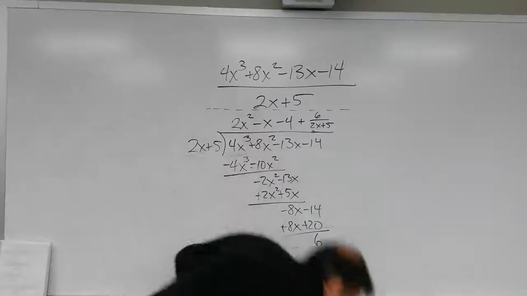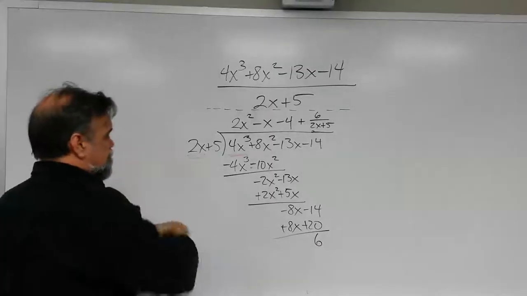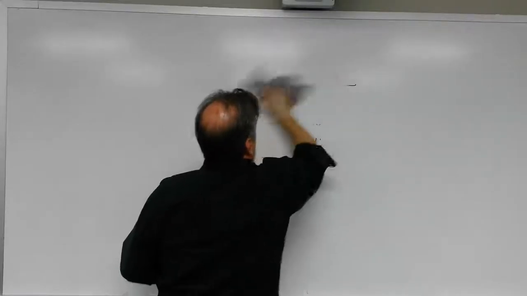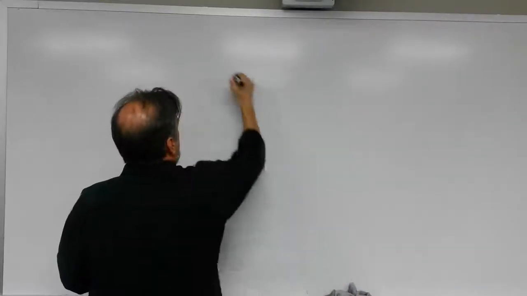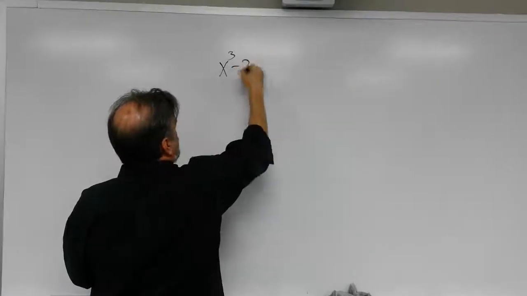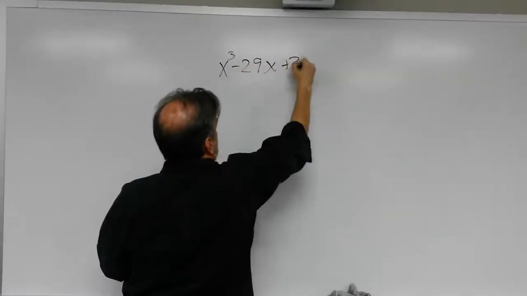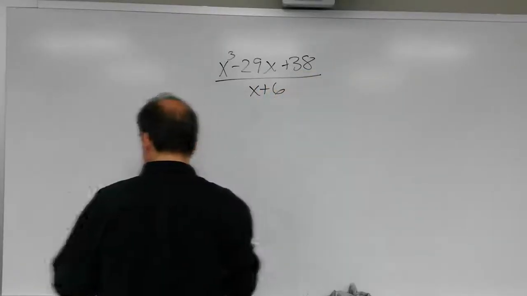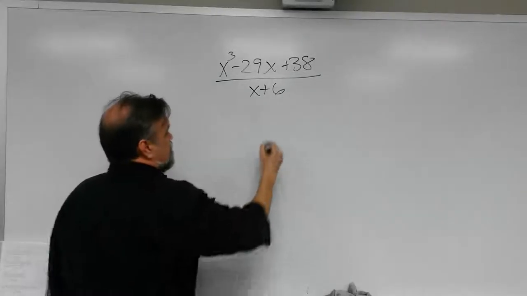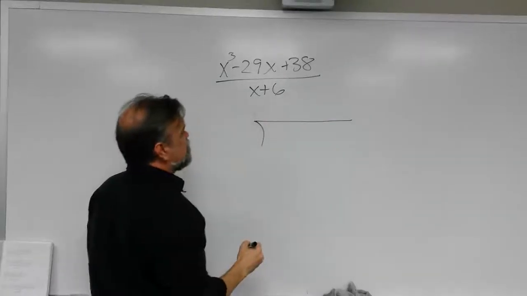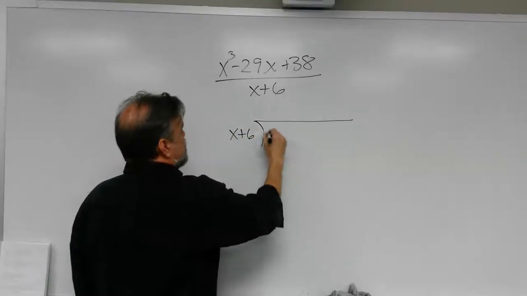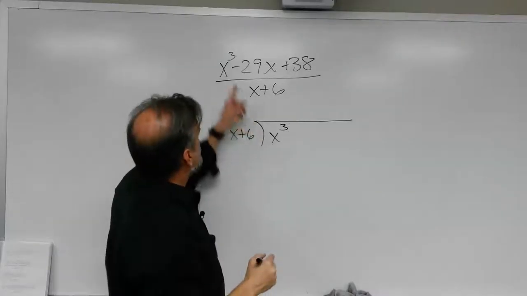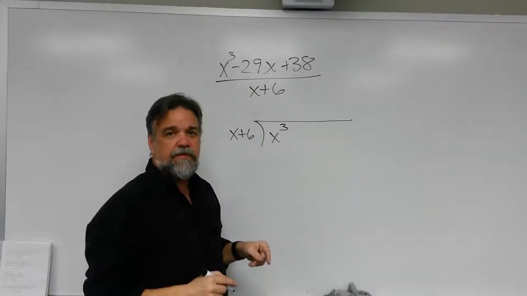Let's do another one. Let's do x cubed minus 29x plus 38. And we're going to divide that by x plus 6. Okay. So again, we'll set up our long division. And I'm going to put x plus 6 here, and I'm going to put x cubed here, and then I'm going to do something a little different. Because you may have noticed, hey, there's no x squared term there.